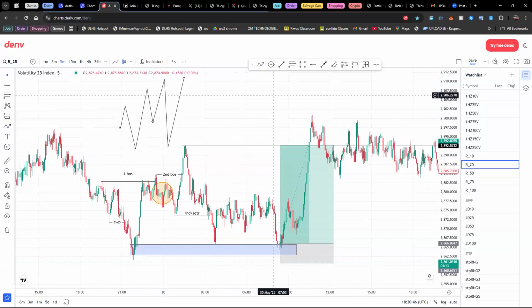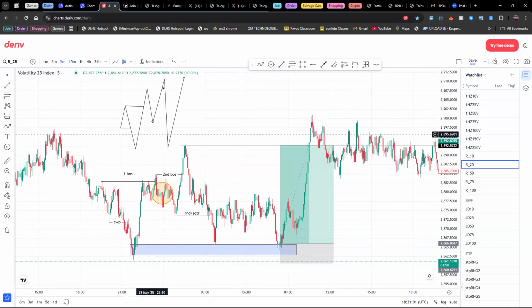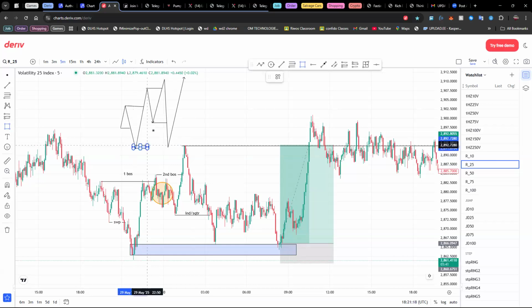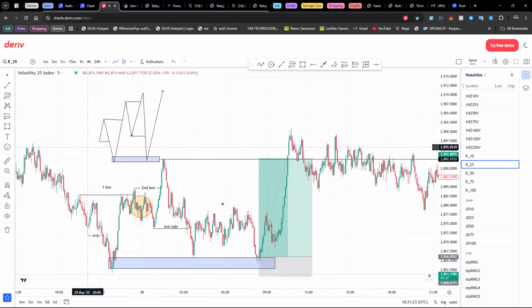This is your liquidity sweep, like what we drew down there. This is your first break of structure. This is your retracement that gives your inducement here. This is your second break of structure. Then this is the demand zone that price bought from. So this model exactly is what I try to replicate in this setup.